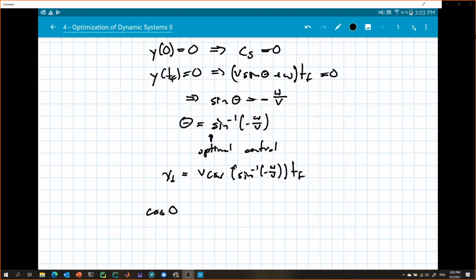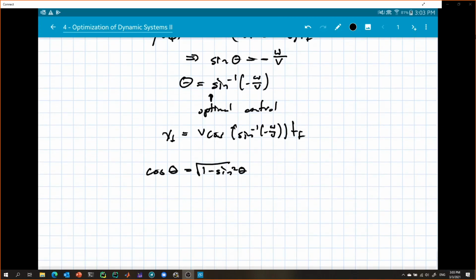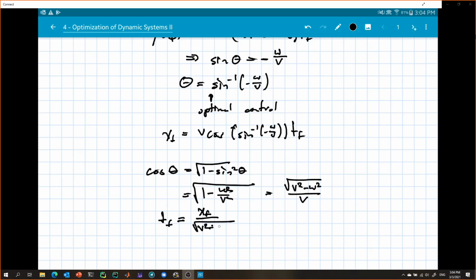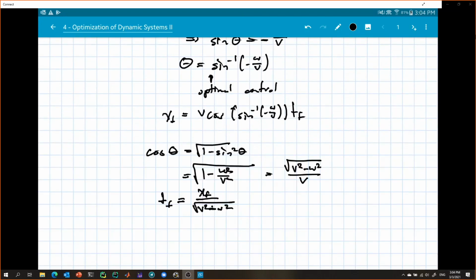We remember that cosine theta is the square root of 1 minus sine squared theta, which is 1 minus W over V squared, which is equal to the square root of V squared minus W squared over V. And then we plug into up here, and then we get TF is equal to XF over the square root of V squared minus W squared. Okay, so that's the Zermelo's problem.